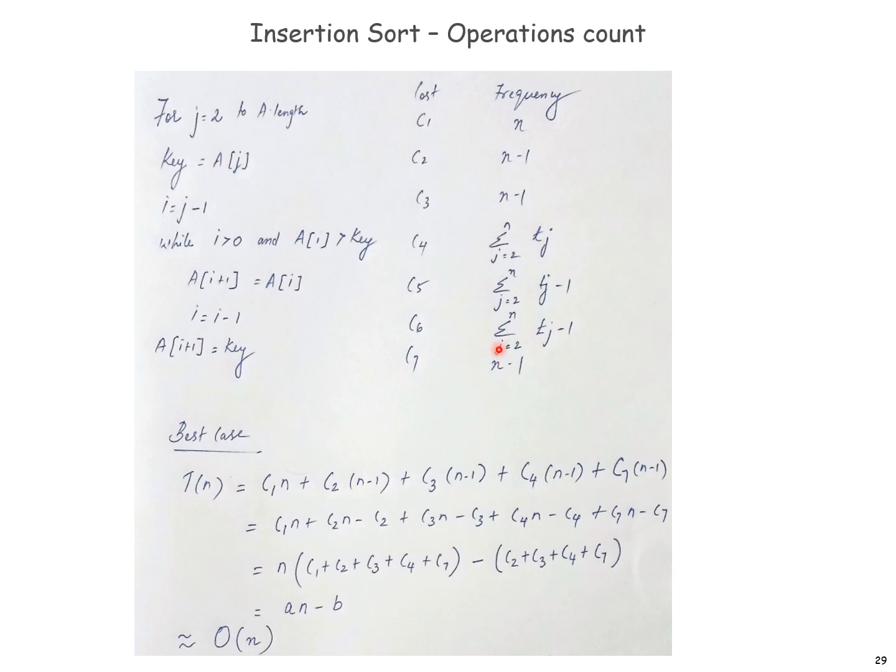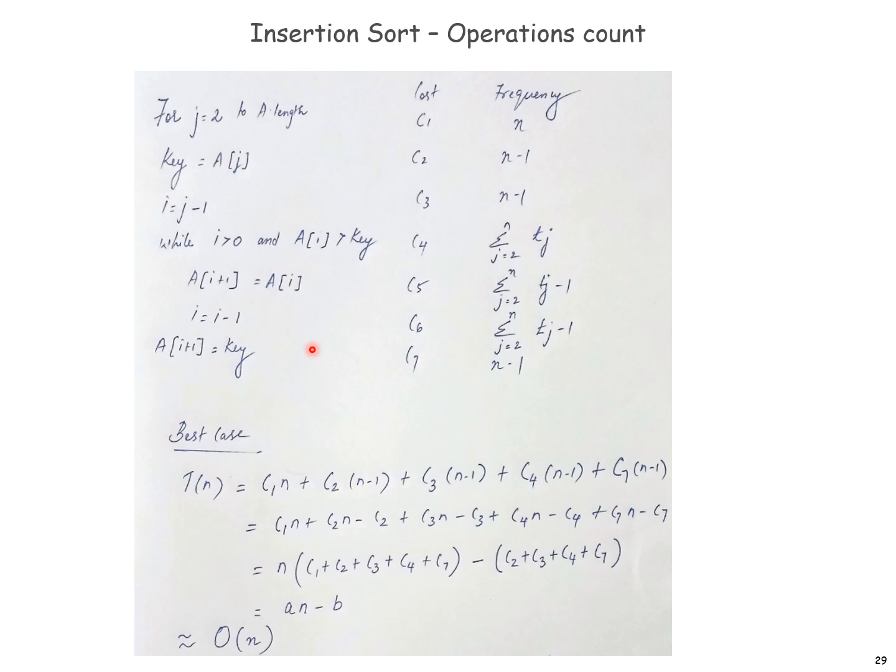Now why do we say that the first statement runs n times and the other statements run n minus 1 time? We will have one final condition check where the condition is false. So just this statement runs n times, and all the inner statements will run n minus 1 time.